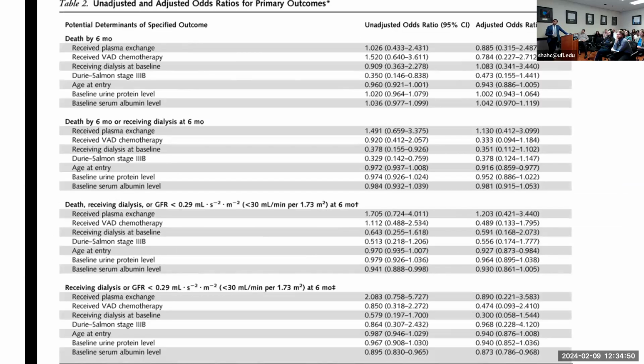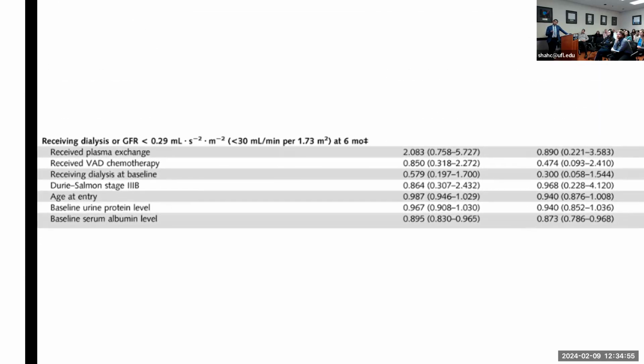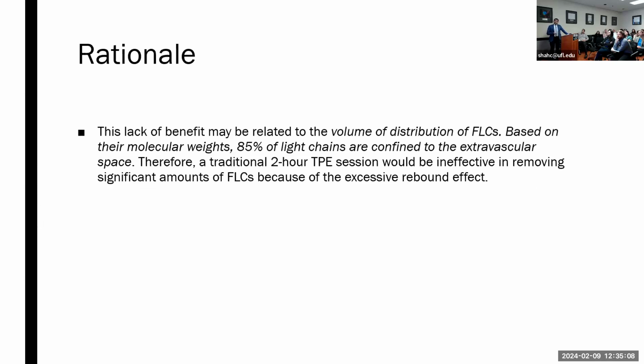If we see their outcomes, I would focus on renal recovery. If we see the first line, received plasma exchange, there was no difference in renal outcomes in these patients, whether they received plasma exchange or they didn't receive plasma exchange in addition to chemotherapy. And the authors concluded that we do not see the benefit because 85% of light chains are distributed in the extravascular space. So a traditional 2 hours of plasma exchange is unable to remove a significant amount of light chains, and that's why we do not see any benefit.